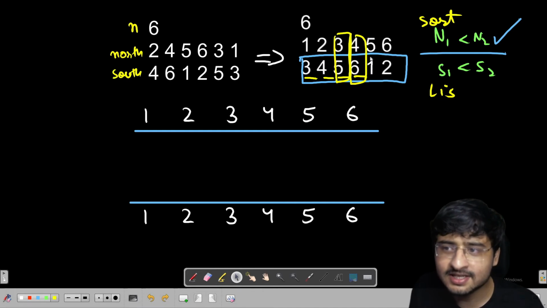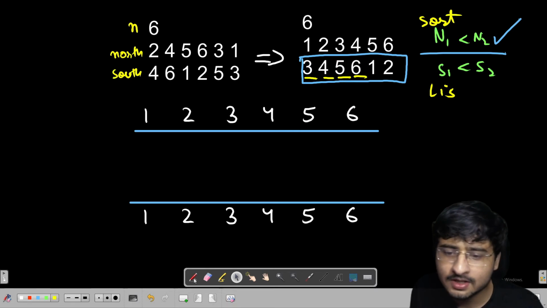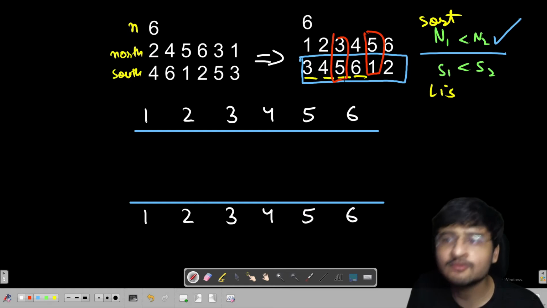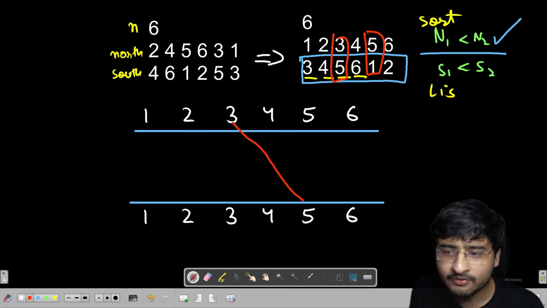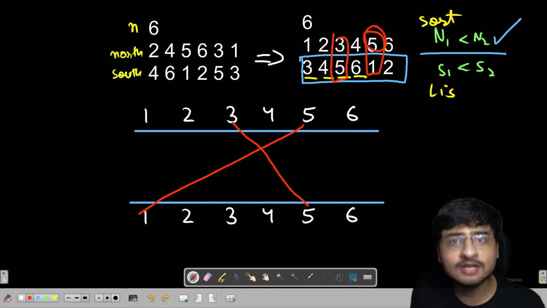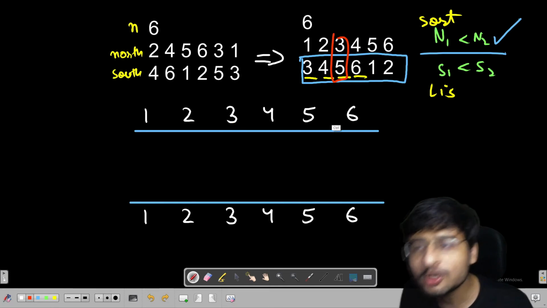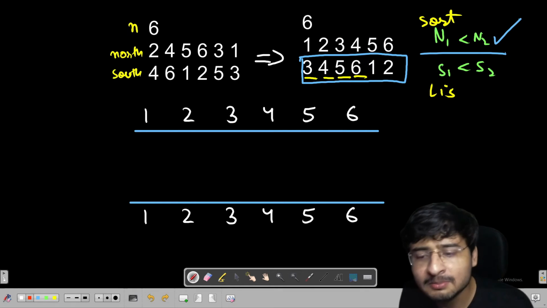You can of course see that if I'm talking about only the south bank, I'll not be selecting these two bridges, 3 comma 5 with 5 comma 1. If I take 3 comma 5 with 5 comma 1, there will be a conflict. Although 3 is smaller than 5, it is not forming an increasing subsequence on the basis of south bank, right? So the solution for this problem is pretty clear.